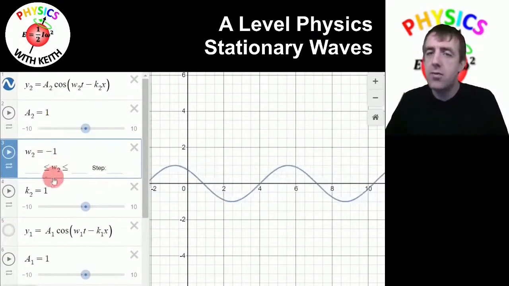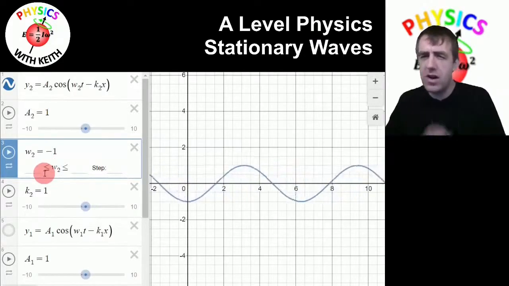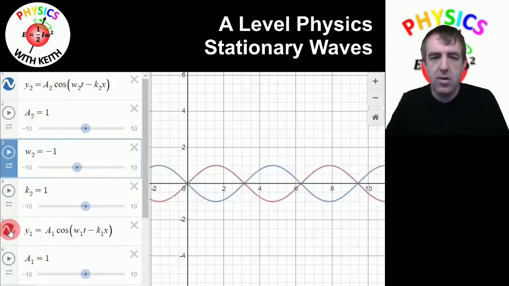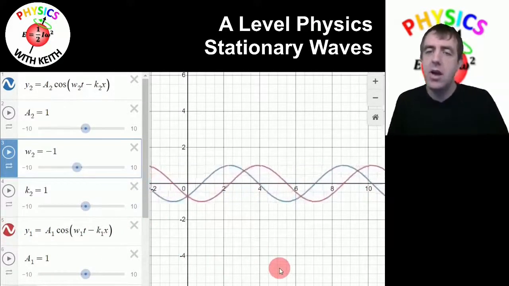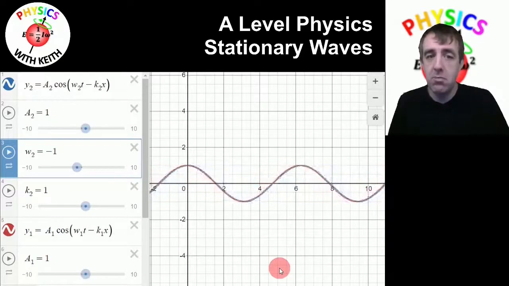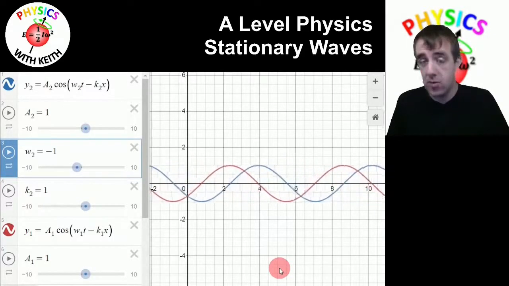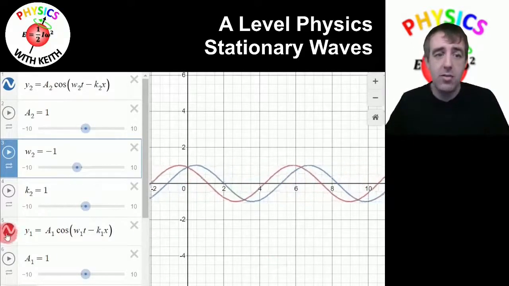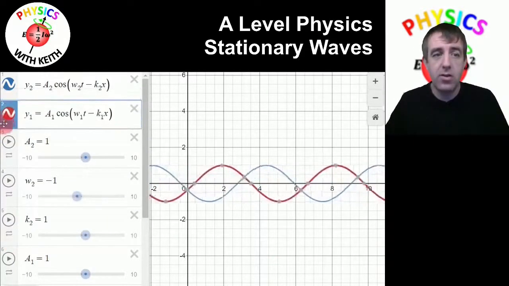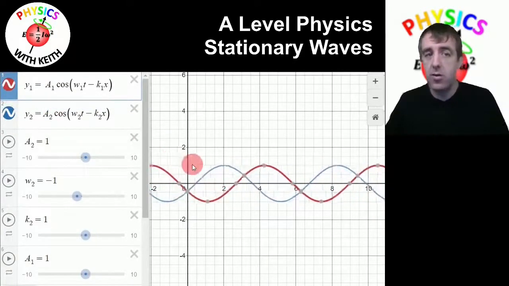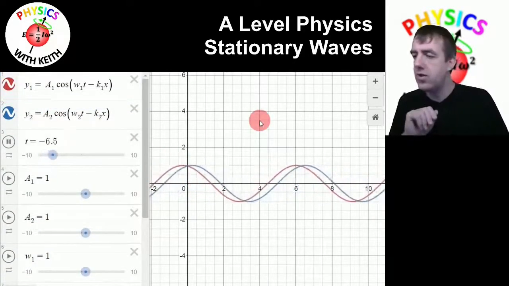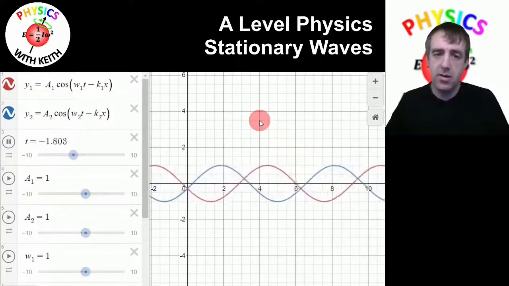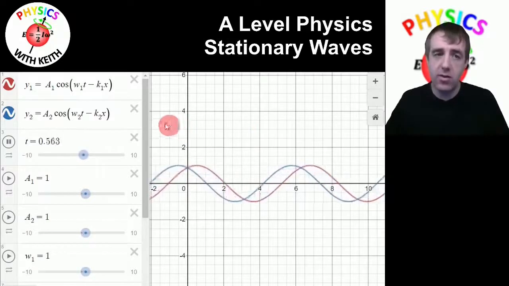But if I change the angular frequency to be negative, that means the wave's now moving in the opposite direction. It's still moving at the same speed though. So if I show those two waves together, I now have two waves of equal amplitude and equal frequency and equal wavelength travelling at equal speeds but in opposite directions. And I've modelled that with these two equations, y1 and y2. Now what you'll notice is that at certain times both of the waves agree, and at certain times both of the waves disagree.